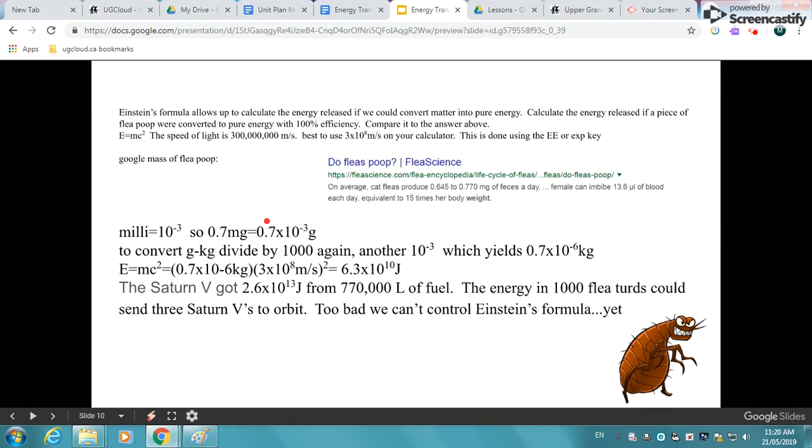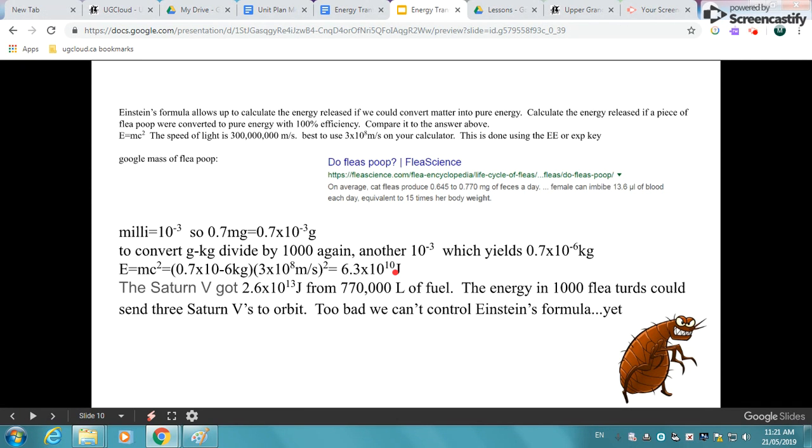So I looked up the mass of flea poop, and fleas poop about 0.7 milligrams a day. So 0.7 milligrams is 0.7 times 10 to the minus third grams. This formula takes it in kilograms. So I divide by 1,000 again, and I get 0.7 times 10 to the minus 6 kilograms. This means a single flea poop theoretically has 6.3 times 10 to the 13th joules.